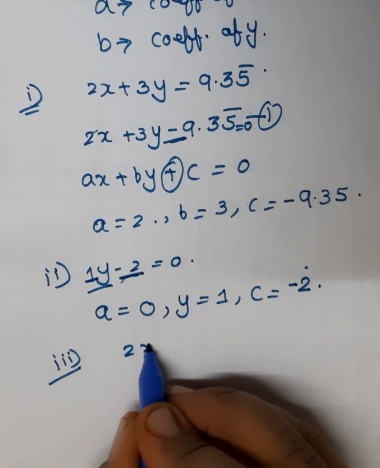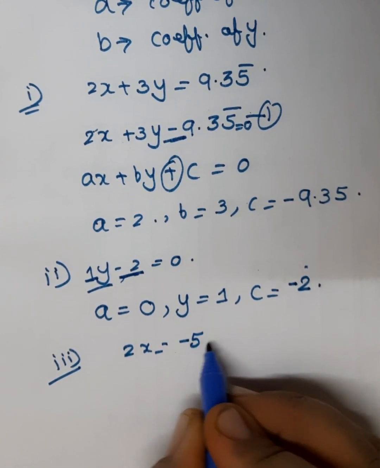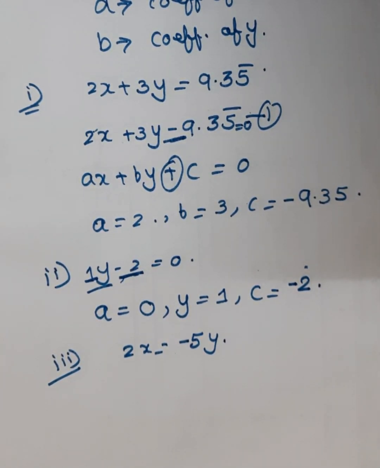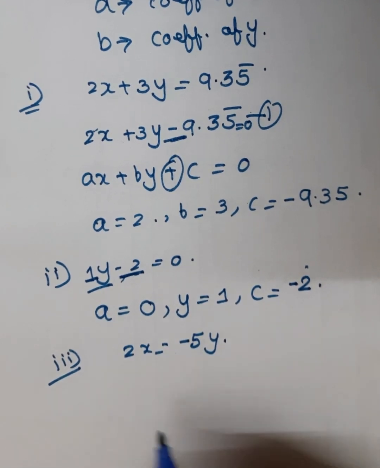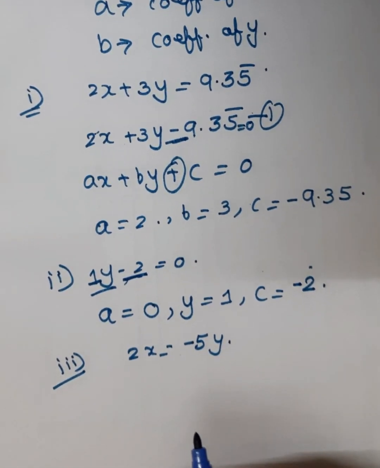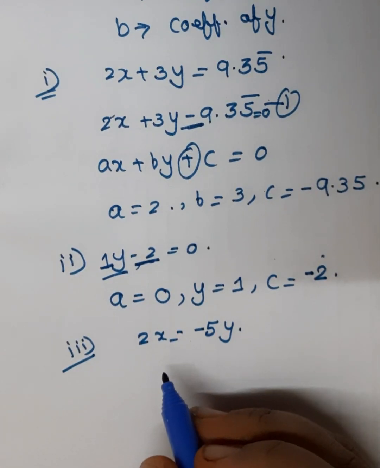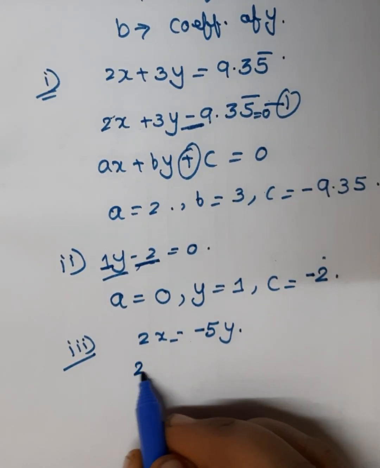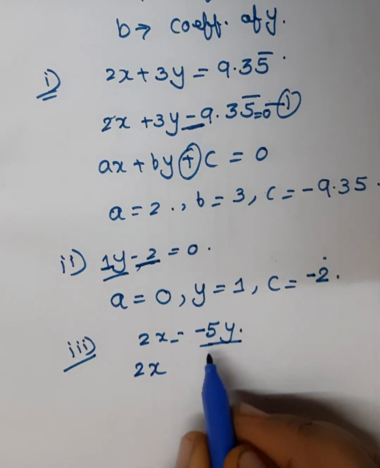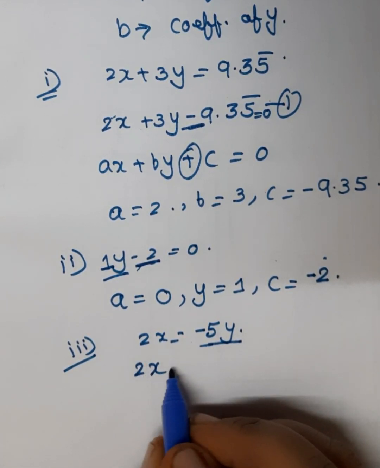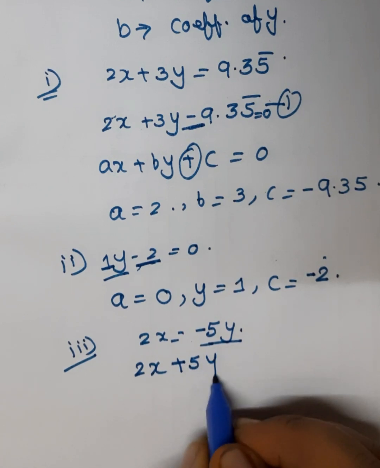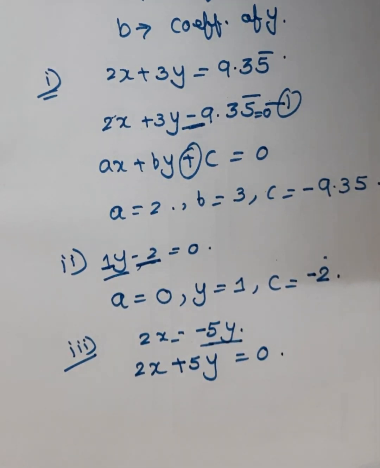2x is equal to minus 5y. What will be the first step? Write it in the form of the standard form. What is the standard form? ax plus by plus c is equal to 0. So first we will write down 2x, and minus 5y will come to the LHS, so it will be plus 5y is equal to 0.